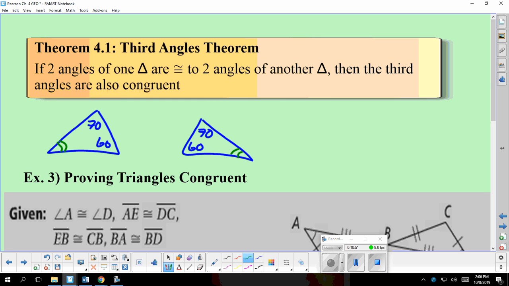Because they all have to add up to 180, right? So essentially this angle right here is just 180 minus 70 minus 60, so this is going to be 50 degrees. And then this angle has to be the same, so this would have to be 50 degrees as well. So of course they're congruent. This can be extended further if we don't have any actual measures of the triangles. If we just know two angles are congruent, we know that third one has to be congruent as well. So let's do this proof real quick.